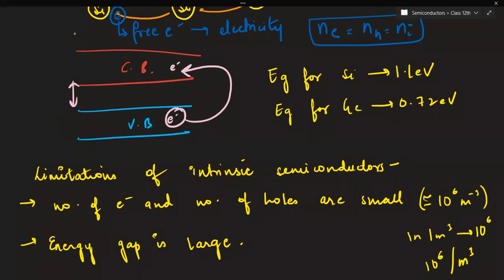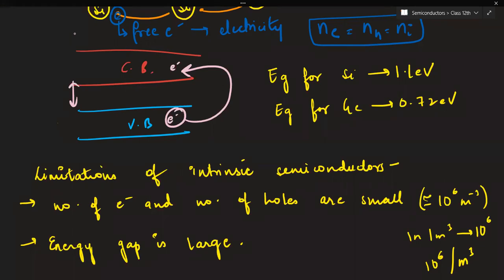But what are the limitations of these? The number of holes and electrons that are created is very small, about 10 to the power 6 in 1 meter cube. You can see 10 to the power 6 is such a small number. And the energy gap is very large. That is the limitation of intrinsic semiconductors. The energy gap is less than 3 electron volt, so a high energy band is needed.